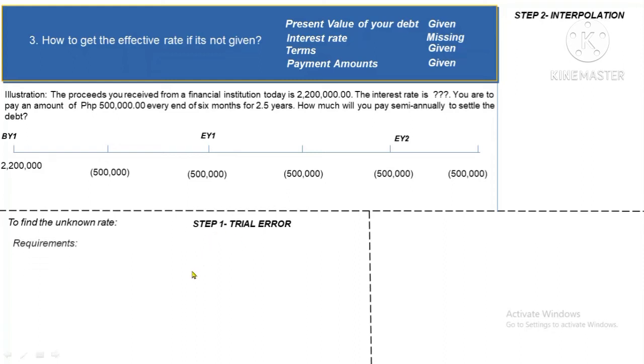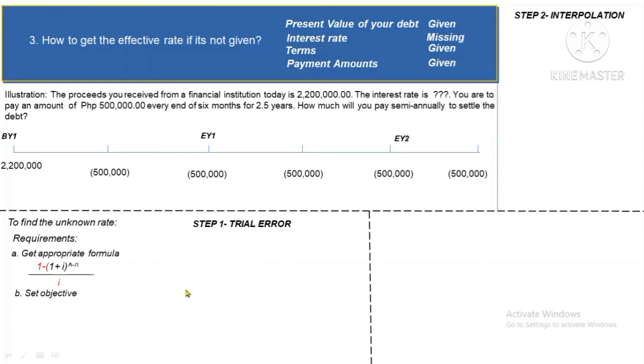But before we do that, we need to fill up 2 requirements, right? The first one is getting the appropriate formula. Again, we have 3 options, but we are to use 1 minus (1 plus i) raised to the power of negative n, over i. It is because based on the illustration, it is clear that you are to have multiple uniform payments at the end of each period. Please remember this. If the problem is silent, you assume that the multiple payments are made at the end of the period. The second requirement is the setting of objective.